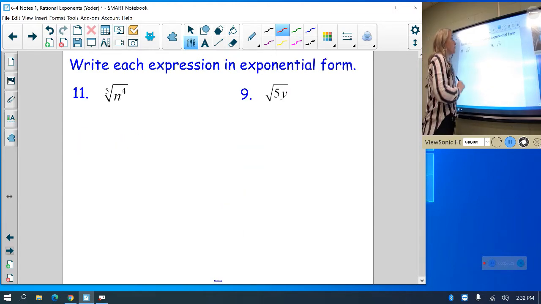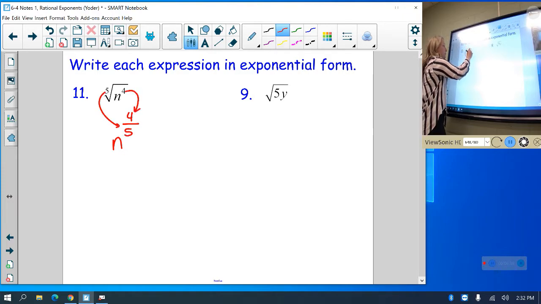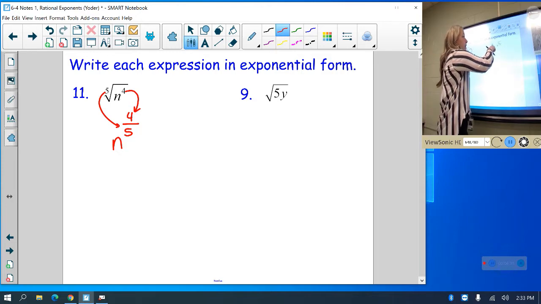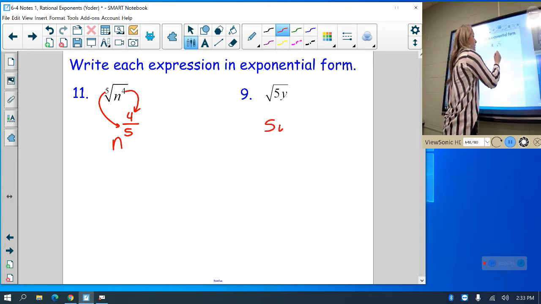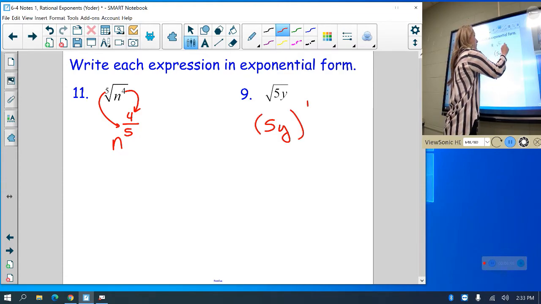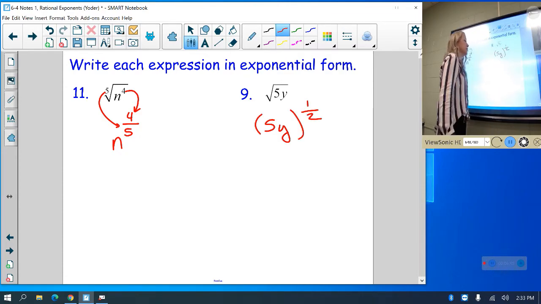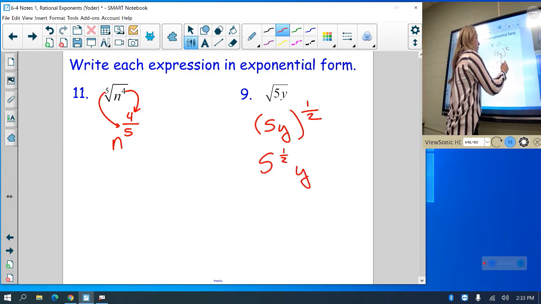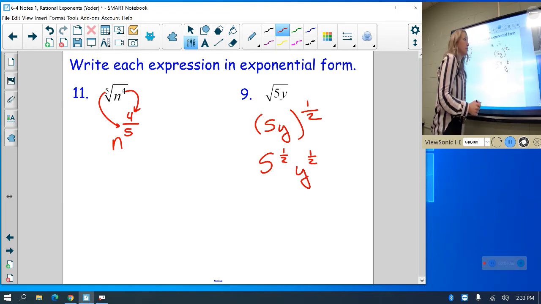Now these directions say write each expression in exponential form. I'm given the radical form, I have to write it as a fractional or a rational exponent. Well, n is my numerator and 5 is my denominator. The root is on the bottom, the exponent is on the top. For this one, I have 5y. The exponent for 5y is just 1. So on the top, you have 1, and on the bottom, you have 2. So it's 5y to the 1/2 power. Now, if you wanted to rewrite it like this, it would be possible because that's an exponent property.